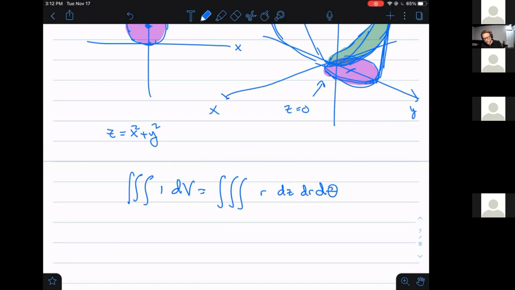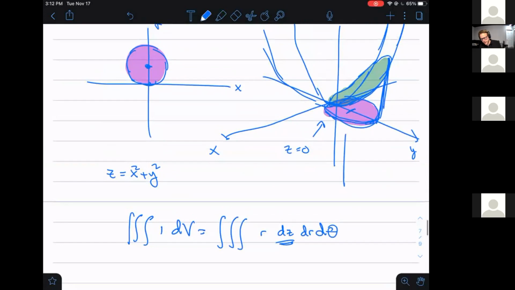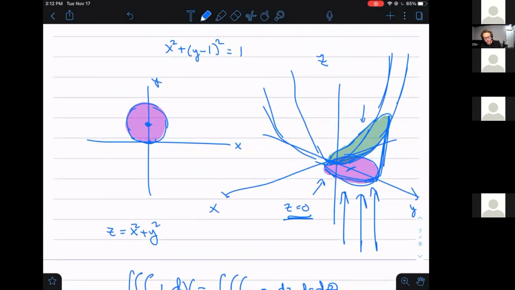So if we're integrating first in the z direction, we have to imagine that we're traveling in this z direction. How do we enter into the solid and how do we exit the solid? Well, it seems like we enter through the bottom, z equals 0. That's what it's bounded below by, and above by this paraboloid. And remember, the paraboloid has the equation z equals x squared plus y squared.